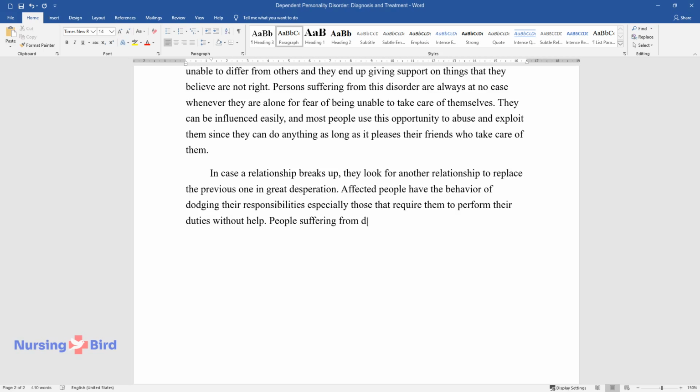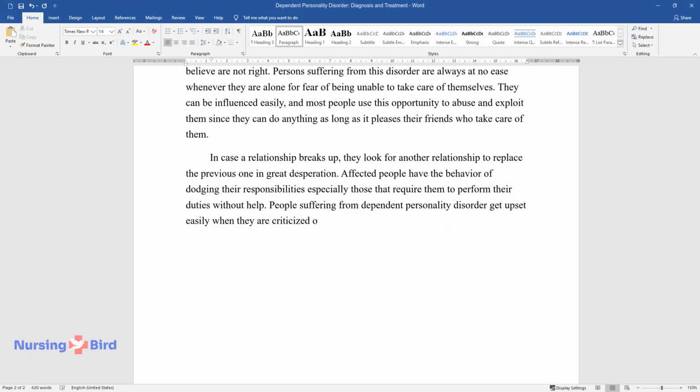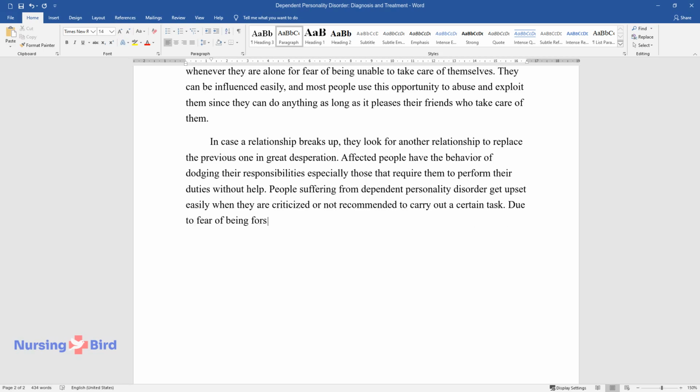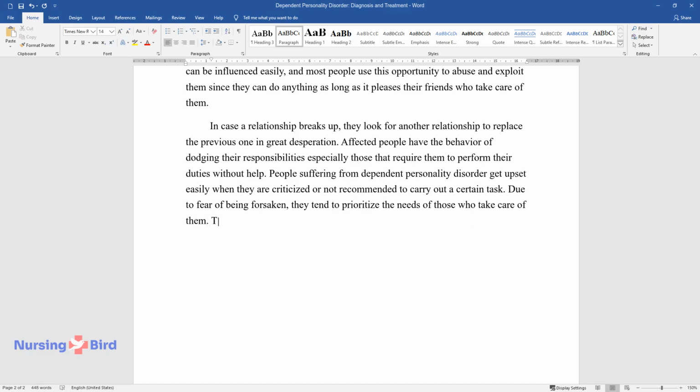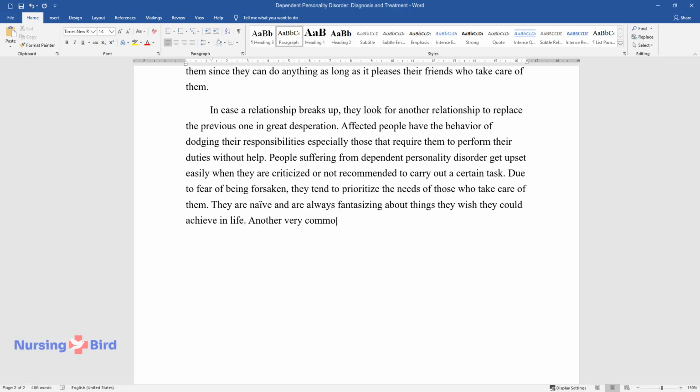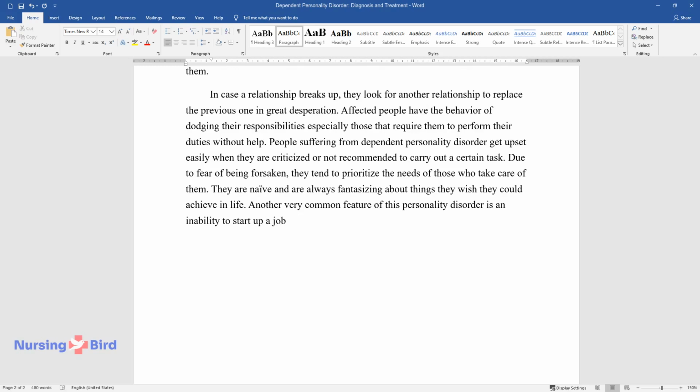People suffering from dependent personality disorder get upset easily when they are criticized or not recommended to carry out a certain task. Due to fear of being forsaken, they tend to prioritize the needs of those who take care of them. They are naive and are always fantasizing about things they wish they could achieve in life. Another very common feature of this personality disorder is an inability to start up a job such as a business plan due to the fear of failing.